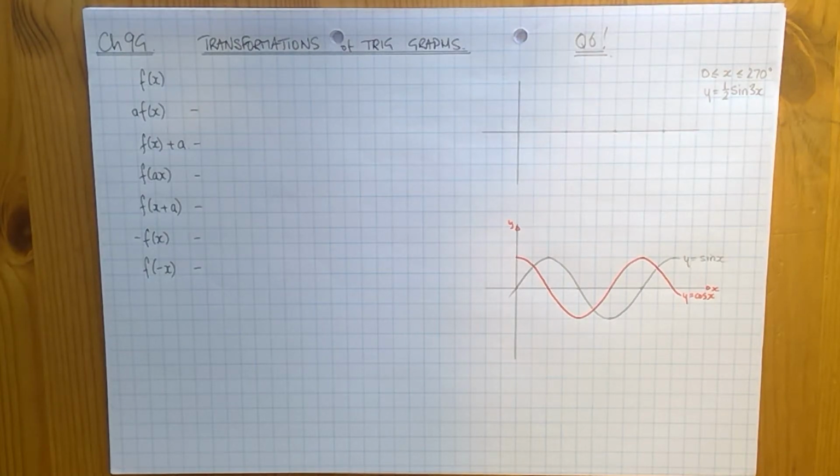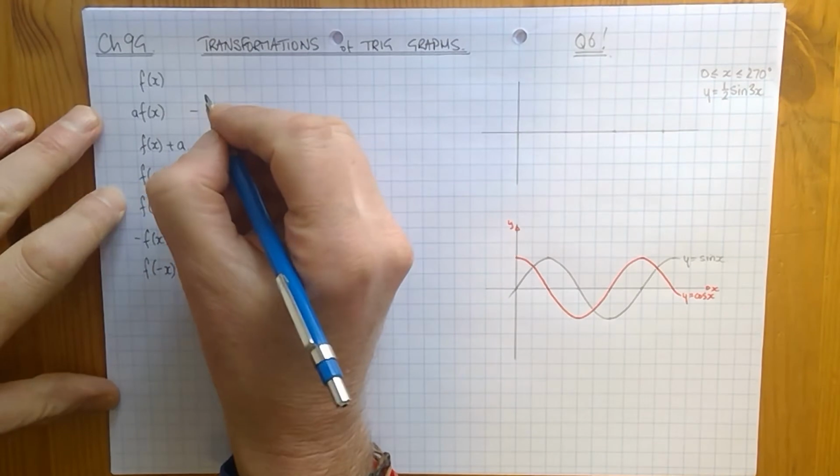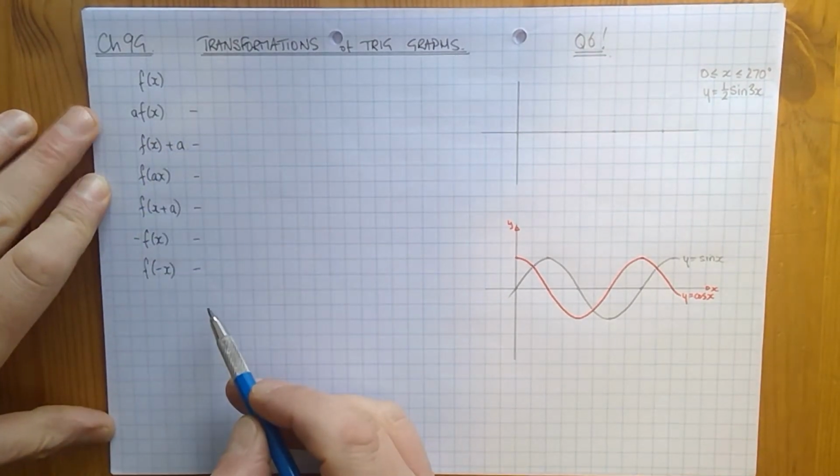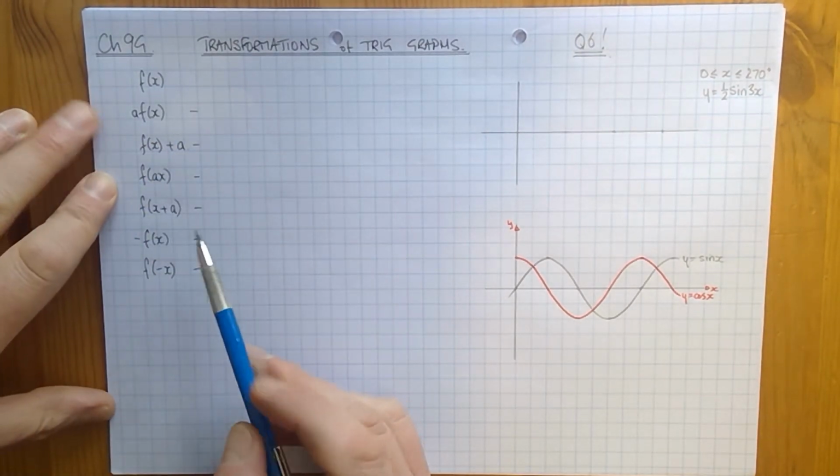Final section of trigonometric ratios, chapter 9, is the transformations of trigonometric graphs. Trig graphs transform in exactly the same way that any other function does. So it's worth reminding ourselves of what those transformations are. This is GCSE, but probably worth reminding ourselves of what the transformations are.